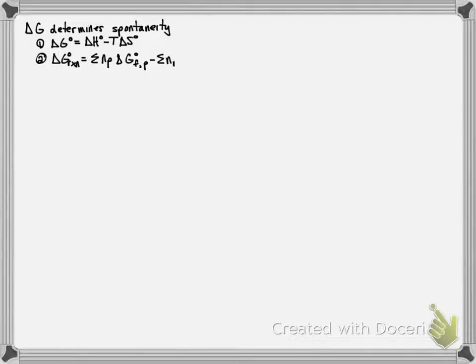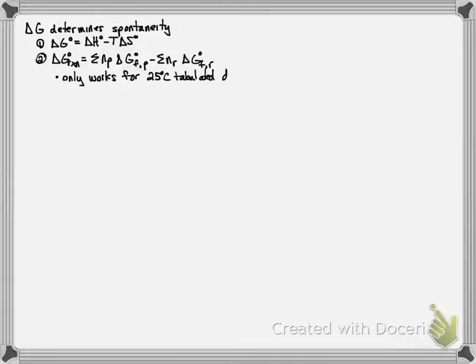As we know, delta G, the Gibbs free energy associated with a reaction, determines spontaneity. Obviously, it's an important thing to know, right? We want to know whether reactions are spontaneous in the forward direction, spontaneous in the reverse direction, or whether we're at equilibrium. We have 3 ways that we can find that out.